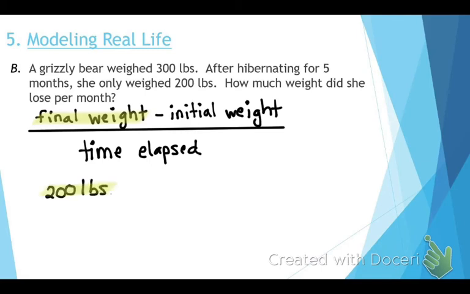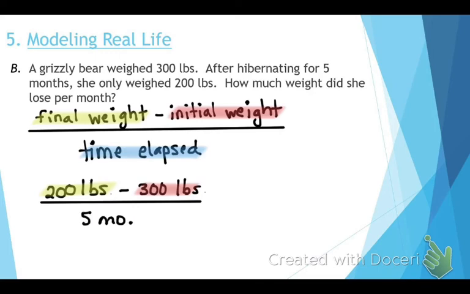Now we are subtracting her initial weight. Remember, that's her weight at the very beginning. Guys, what was her weight at the very beginning? 300 pounds. Once again, as you can see, I'm just plugging in things that we need to know here. Time elapsed. How much time was it? 5 months. So you've plugged it in correctly. Now we've got to get ourselves an answer. Let's start with just the numerator.